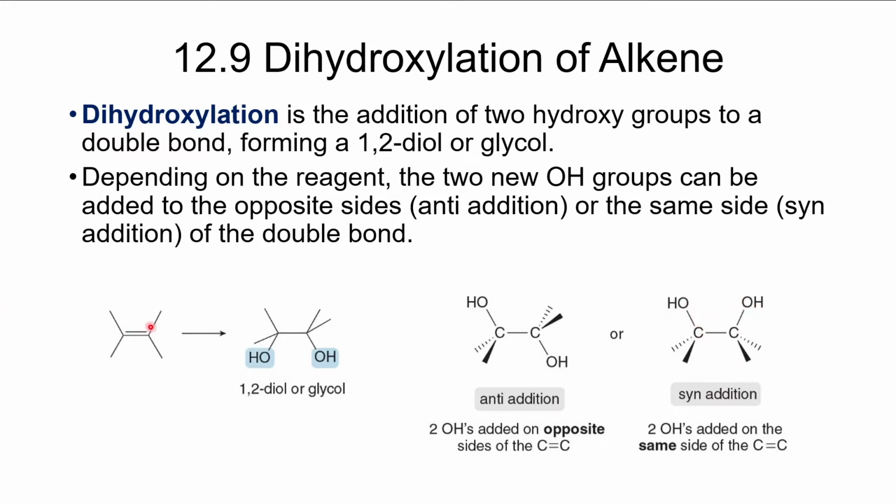Now, if we have a simple compound like this, it wouldn't really matter which way we did it. But if we had a compound that was a cyclic alkene, that might make a big difference. And I'll show you an example of that coming up.